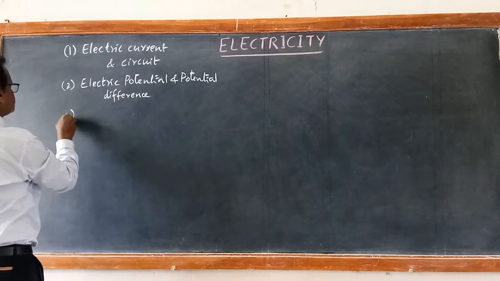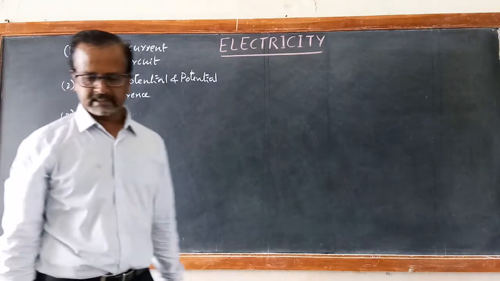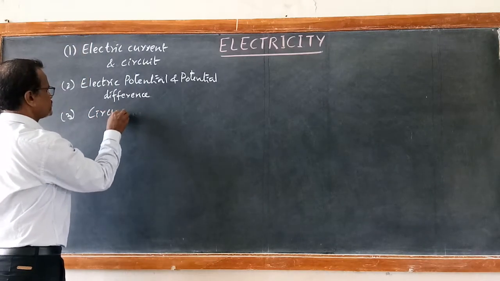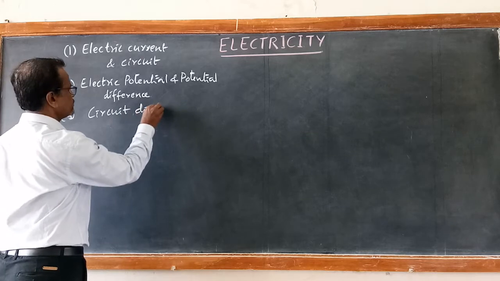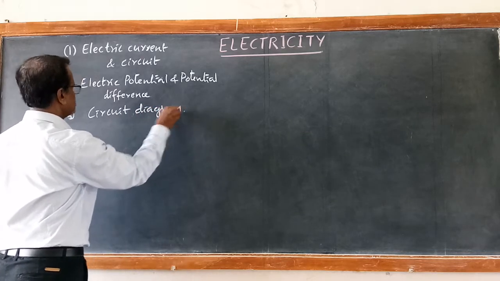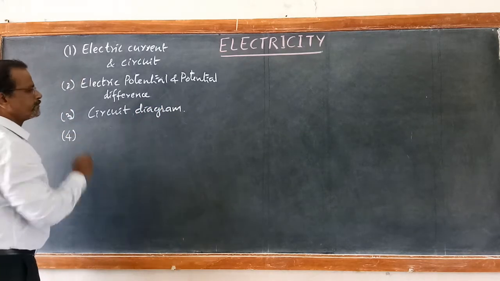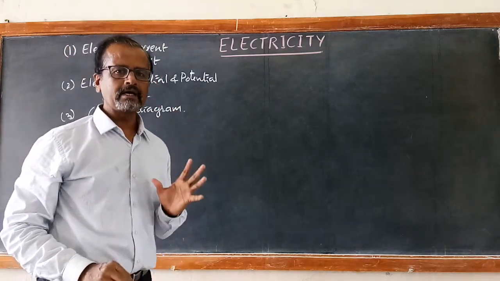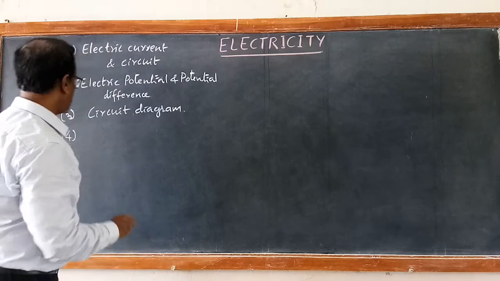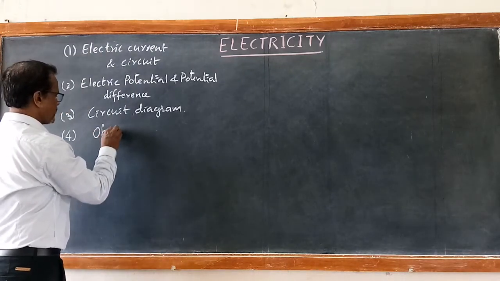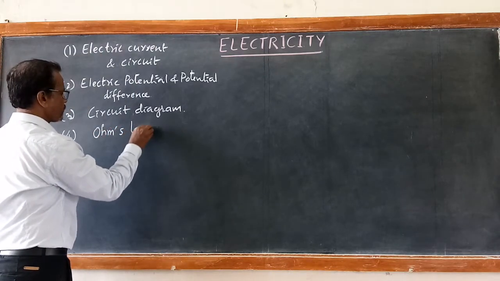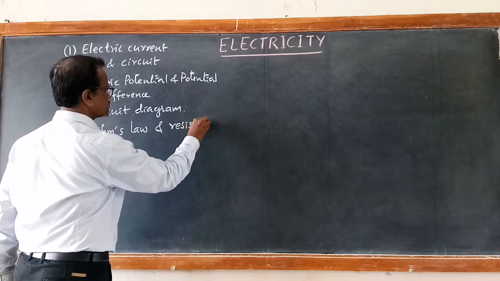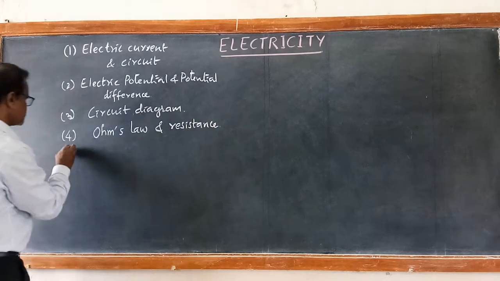Then third one, electric circuit and circuit diagram. What is the meaning of circuit diagram? What is its importance? Fourth one, a very important law which relates the current with voltage, Ohm's law, and what is the meaning of resistance: Ohm's law and resistance.